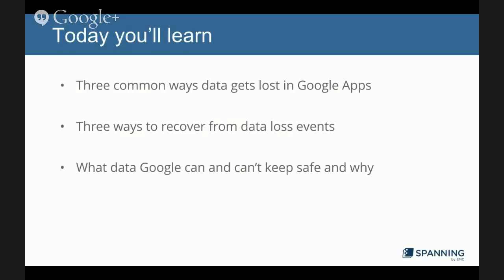So in today's webinar, we'll talk about common ways data gets lost inside of Google Apps. It doesn't have to be exactly fully deleted from the environment. So there are lots of ways data can get lost, and we'll go over 3 specific use cases. We'll also talk about 3 ways to recover from those data loss events, right? What's the fastest way to recover? What's the best way to recover with all of the information necessary for your organization to continue working? And finally, what data Google can and can't keep safe and why, what their SLAs say related to data protection and application service.